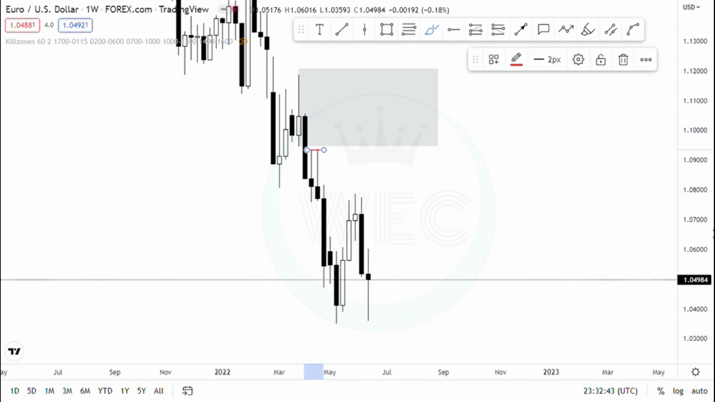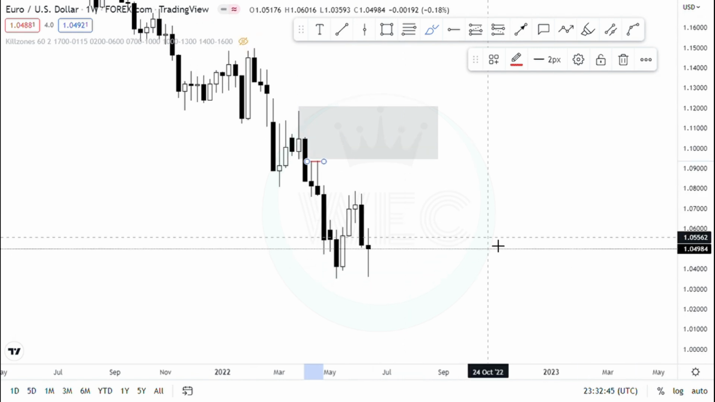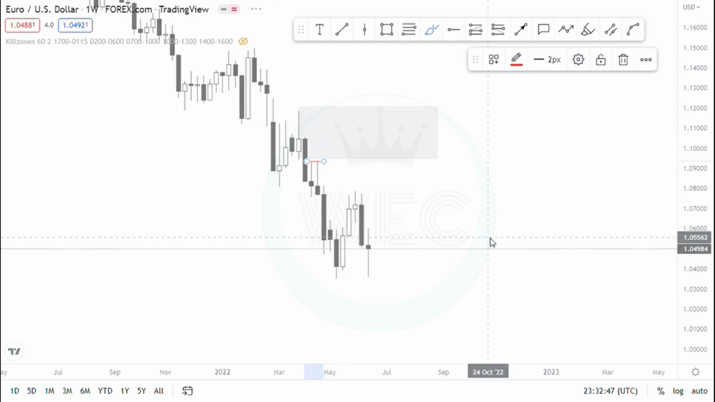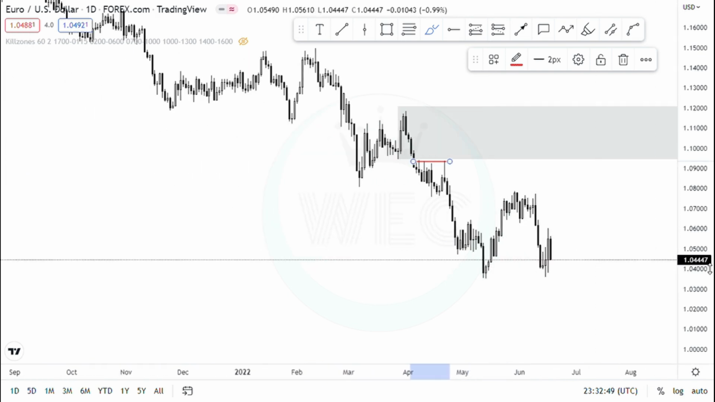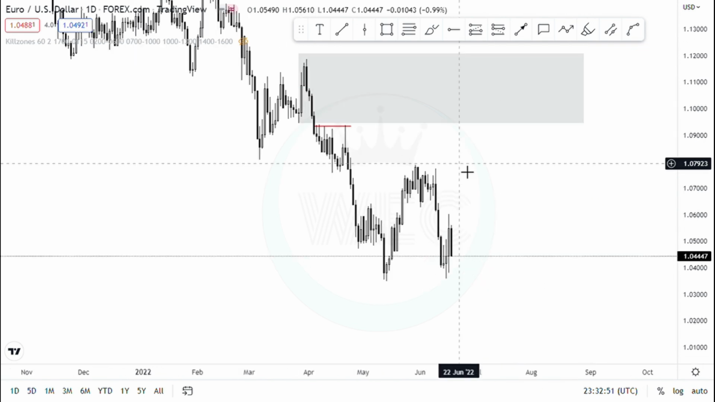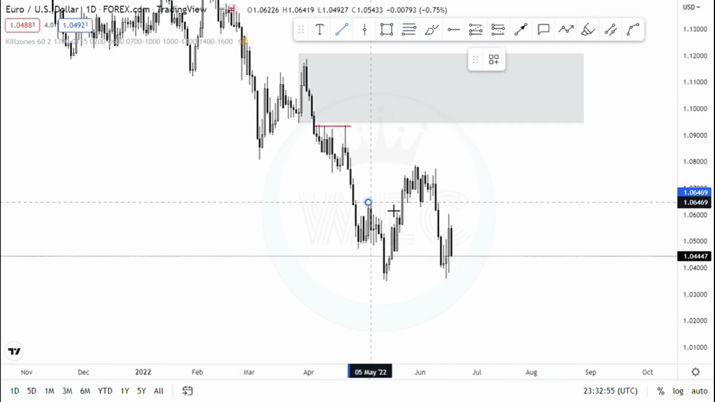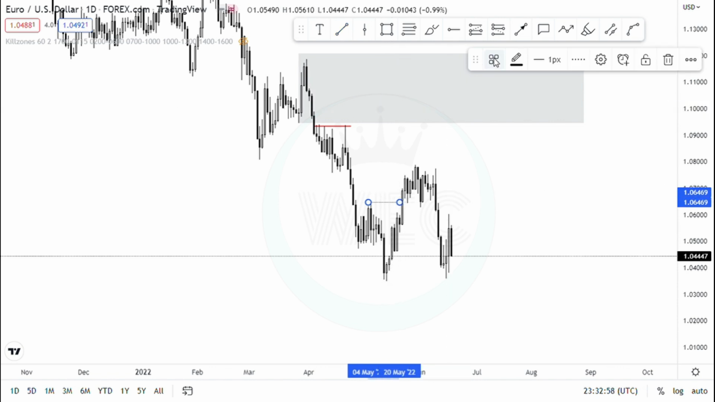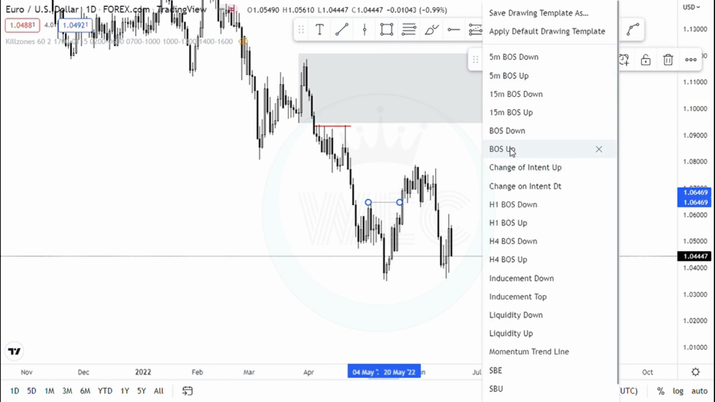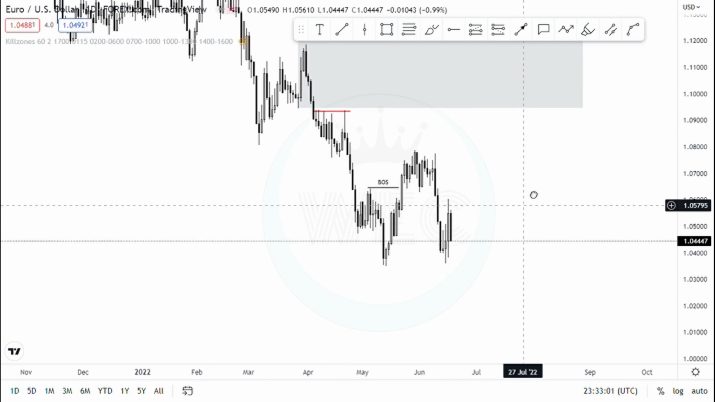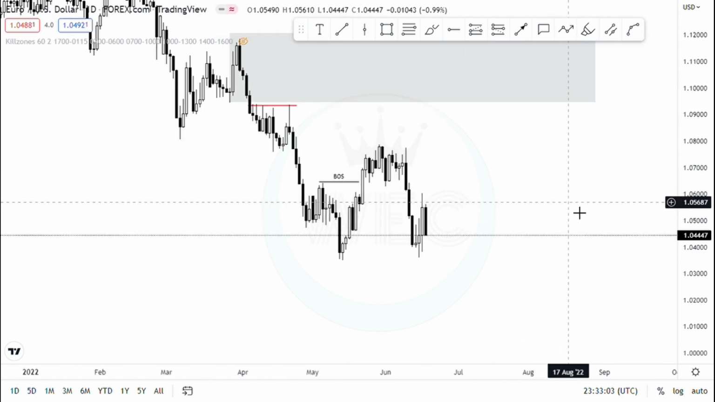Apart from that, the daily had made a break of structure to the upside. So the daily is bullish right here with this break of structure. Let me show that. We talked about all this last week, that is why I'm being quick with it. So the daily is bullish.